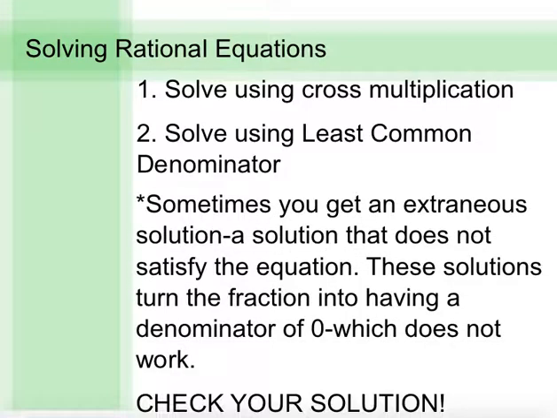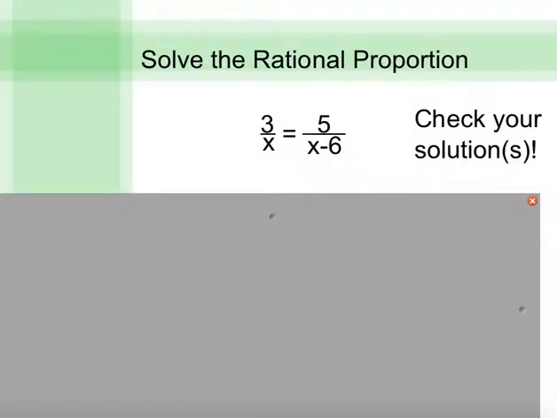Now, just to make sure that we're clear on this, sometimes we can get a solution that doesn't actually satisfy the equation because it would cause the denominator to be 0, which we can't have. So we always need to check our solutions because that could be a problem if we get one of those types of solutions. So let's solve with my rational proportion right here.